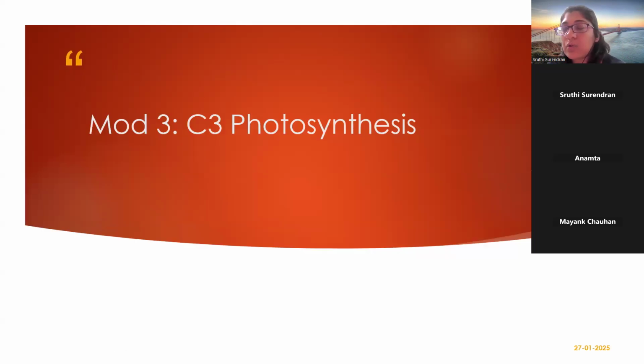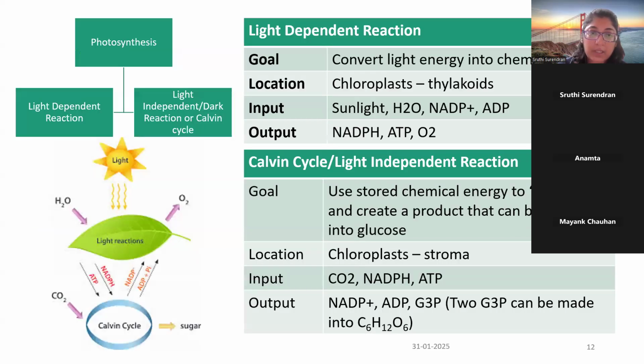And the second module was majorly about C3 photosynthesis, C4 photosynthesis, and CAM photosynthesis, and how C3 and C4 photosynthesis are different. Let's just go into C3 photosynthesis. Photosynthesis in general is divided into two categories: light reaction and the Calvin-Benson cycle, or the Calvin cycle. The light reaction occurs in the thylakoid membrane. The Calvin cycle occurs in the stroma part of the chloroplast.